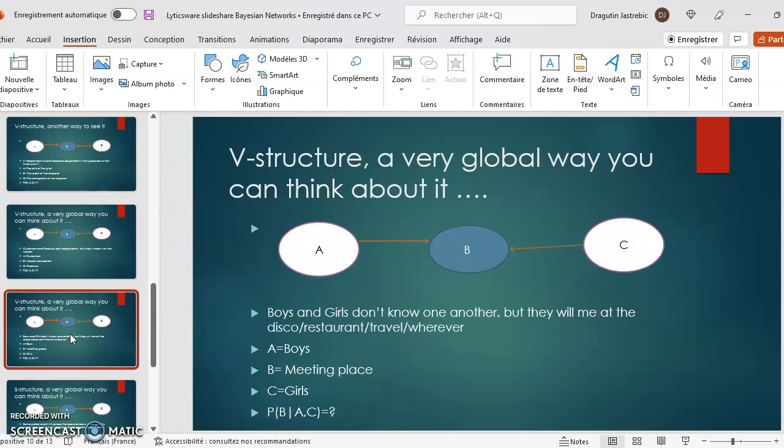Or another even more global example. Some boys and girls don't know each other, but they will meet at the disco, at the restaurant, while traveling, wherever. So there is a meeting place for them to meet. Again, these are two events that become dependent in the presence of a third event. And so this is the very global way to think about the V structure.